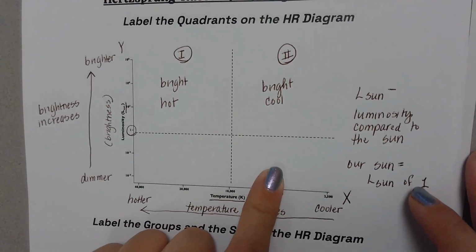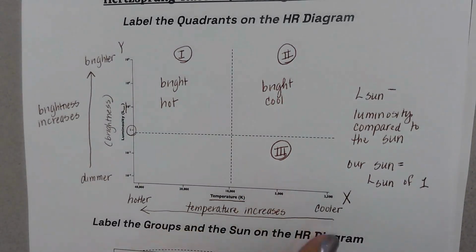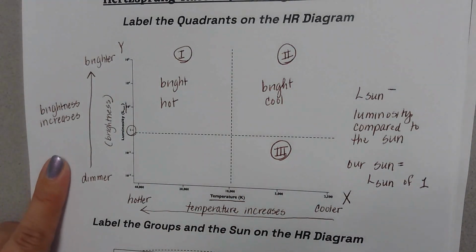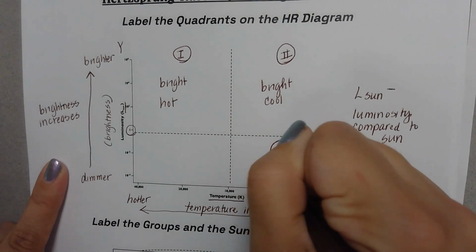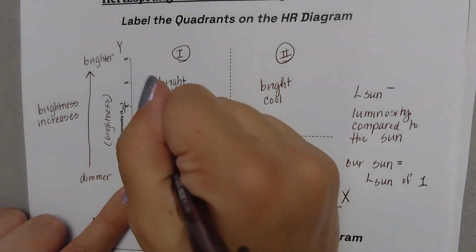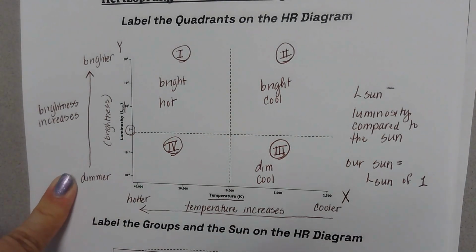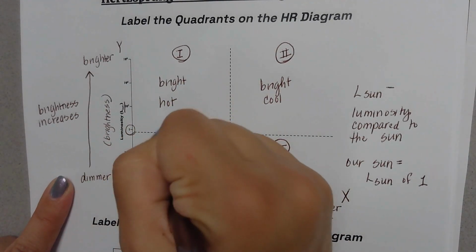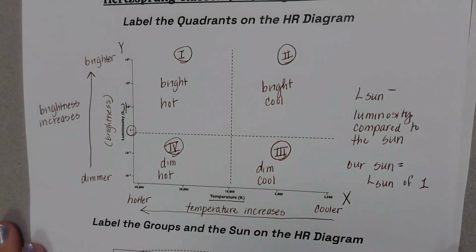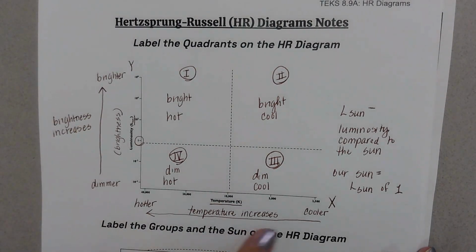Down here at the bottom, we'll do quadrant number 3. These are cool and dim. Dim and cool. And finally, in quadrant number 4, we have dim and hot. So these are our quadrants on the HR diagram, and kind of generally how our axes work.